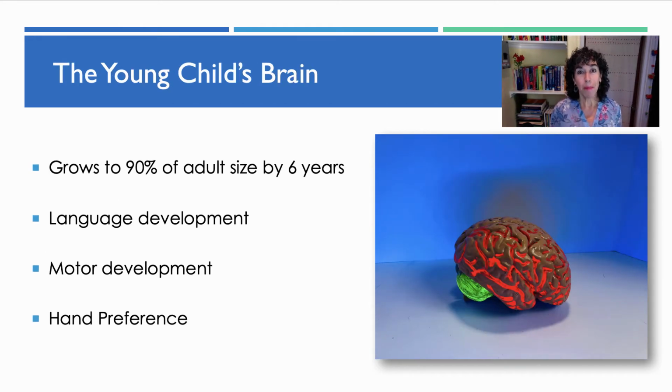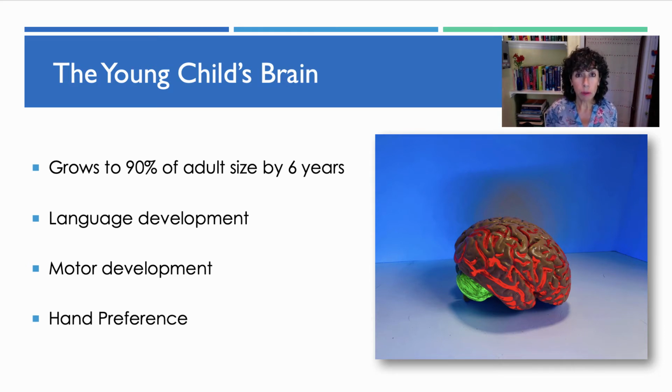Let's talk for a minute about the young child's brain, which is super interesting. It grows to 90% of the adult size by 6 years of age. So just past preschool, we have almost an adult-sized brain. So what that means is that we've made many of the connections that need to be made, and refinement and inhibition are what take place in the middle childhood school years. But in preschool, we're still growing those connections.